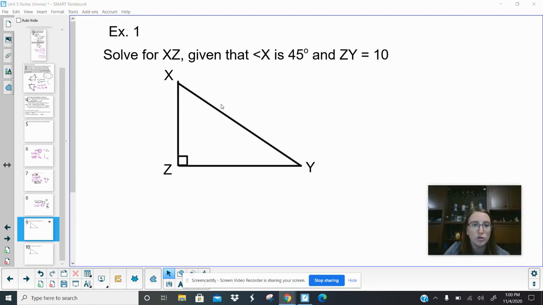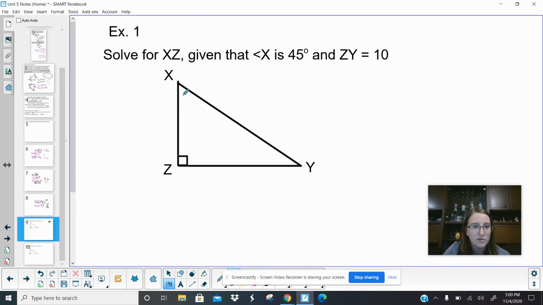So take a moment to draw your triangle and label it with the information here. We got x is 45 degrees, and we have zy is 10. So remember, our first step from here, once we have the information on the triangle, is to label our sides in respect to our given angle. So x is our angle. What's the opposite, hypotenuse, and adjacent? Go ahead and try it. Okay, so we have that 10 is the opposite.